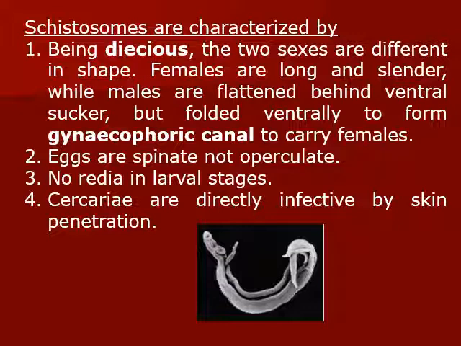This is a picture of schistosoma with the male having the oral sucker. This is the ventral sucker, and this is the folded area or the gynecophoric canal. This is the anterior end of the female, and this is the posterior end of the female, because the female is larger than the male.